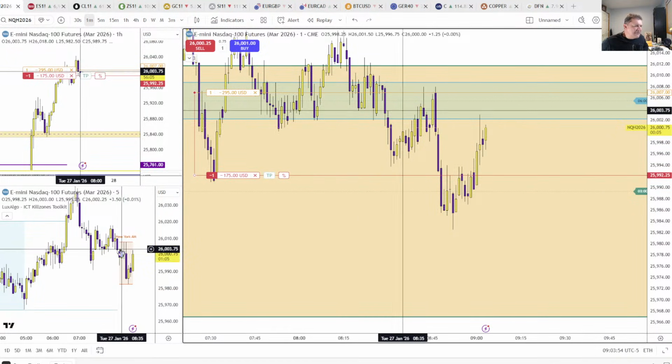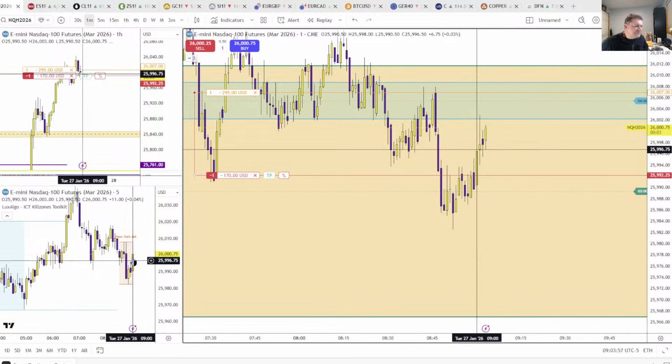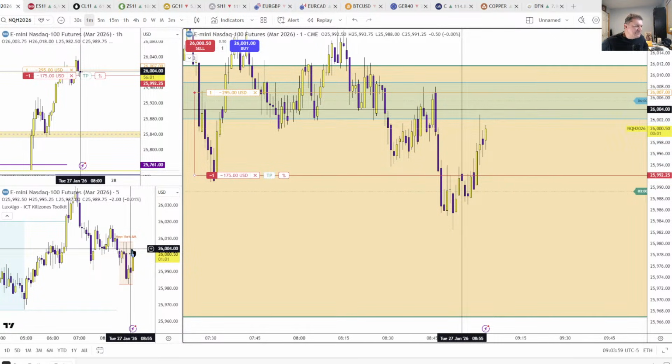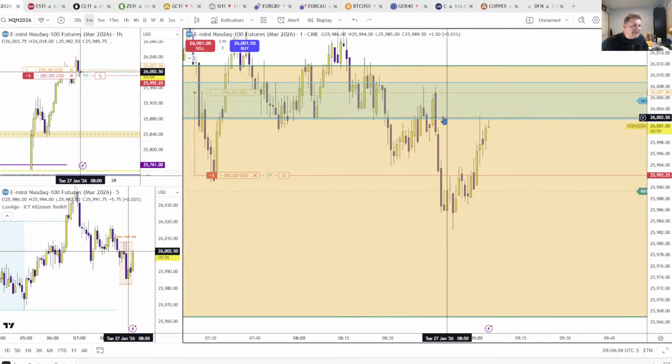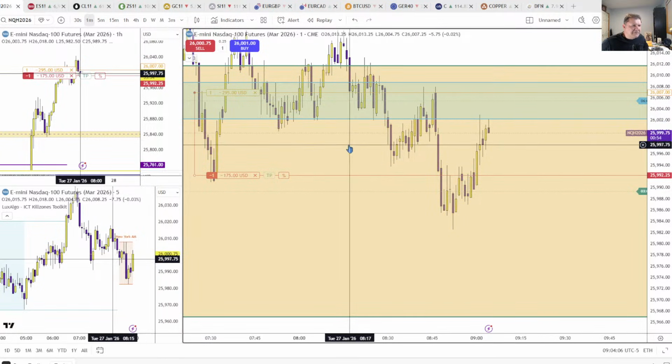And then you're looking for a 5-minute change in direction. So that would have to close above here, which is where my stop loss is. If I lose the mean threshold of this, I'll take it out.